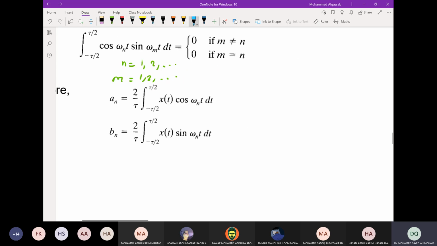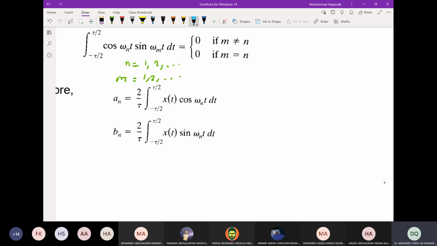If you want to find A0, it is when you use omega 0 is 0. So cosine 0 is 1 and sine 0 is 0. So there is no B0, there is only A0. You can add this to the family of the frequencies. Omega 0 is 0, omega 1 is 2 pi over tau, and omega n is n omega 1.